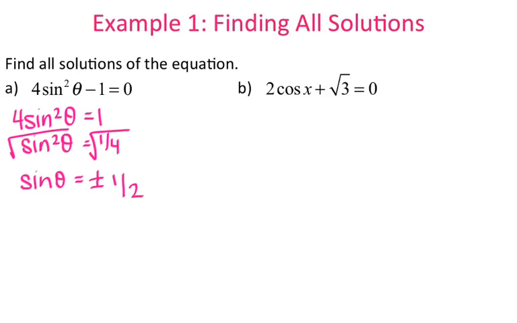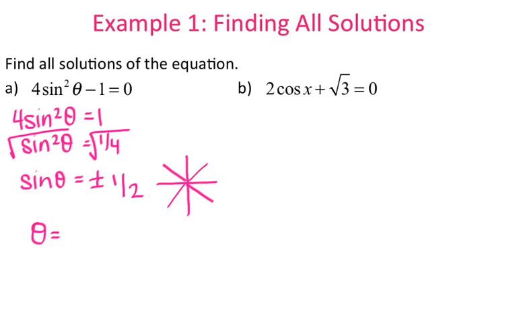Now here's what I'm looking for. I'm trying to solve for theta. So I'm looking for all of the angles where, when I take the sine of that angle, it gives me a plus or minus 1/2. So sine is my y-coordinate. So I'm looking for when my y-coordinate is a positive 1/2 and a negative 1/2. My y-coordinate is positive in the first quadrant and the second quadrant, and my y-coordinate is negative in the third and the fourth. So there are 4 angles that I'm looking for.